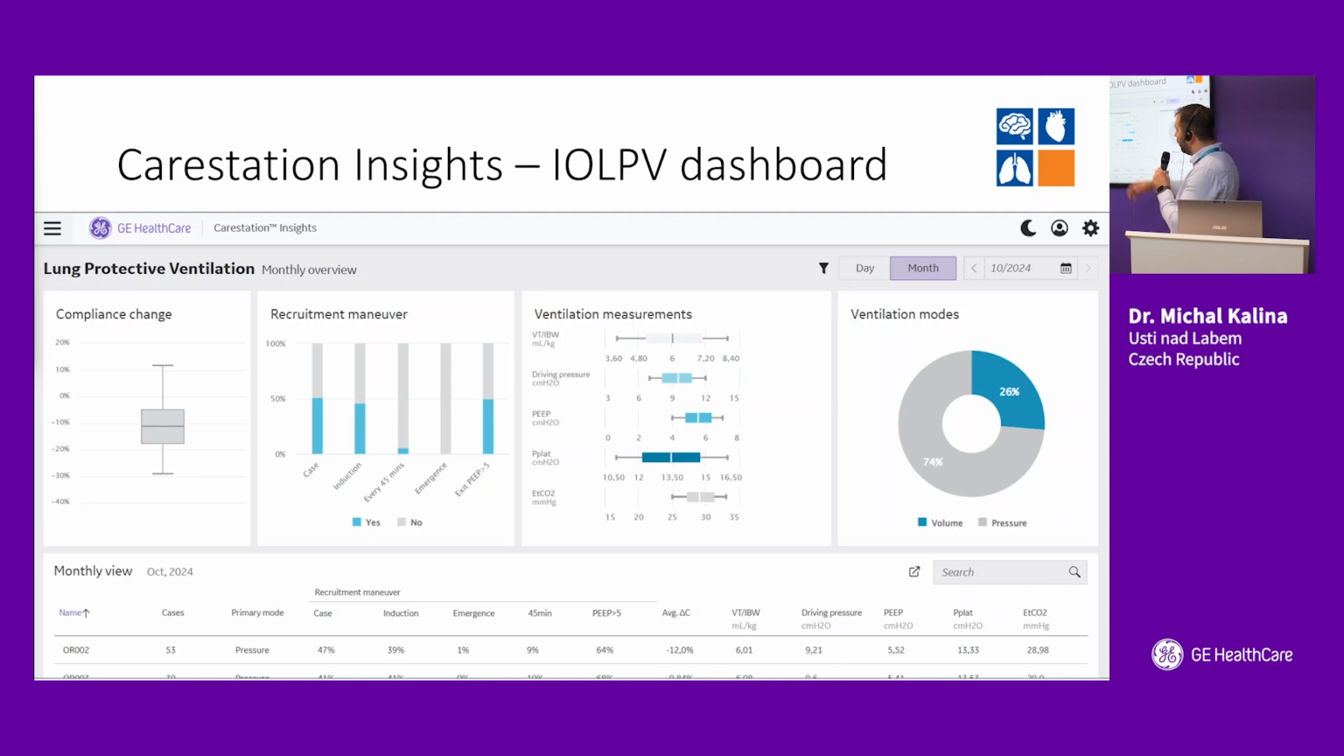I would like to point out what we used mostly to manage our daily clinical practice in my department, and these are these dashboards. You have compliance change, recruitment maneuver usage, ventilation measures for quick overview, and ventilation modes, just to know what ventilation modes are being used. You can set the time period you want the statistics counted for. For example, we most of the time use monthly statistics to see where the change is moving. But if you want to select different ORs for different days and so on, and see very high-detail statistics, you can do it also by selecting the ORs.